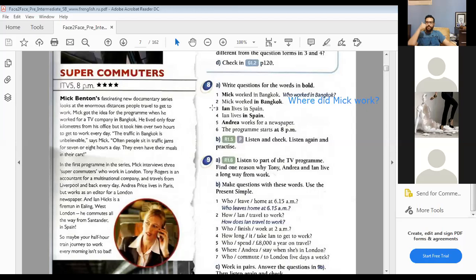Who lives in Spain? Very good. Who lives in Spain? Very nice. That's correct. Number 4, Hind, can you do number 4? Where Mr. Ian live? I'm not sure. Am I correct? You're almost correct. But you forgot something. Where does? Yes. Does. Where does? Okay, very good.